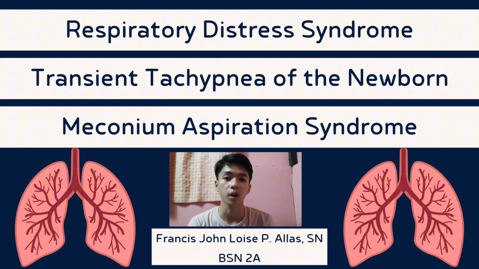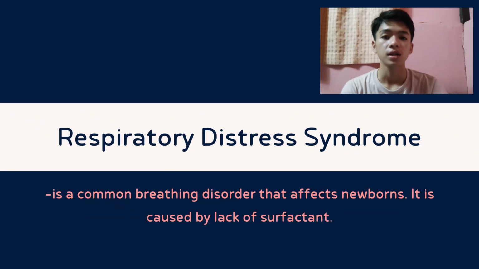Alias from BSN 2A, and in this video I am going to talk about the 3 common respiratory illnesses that a newborn may acquire. We have the respiratory distress syndrome, transient tachypnea of the newborn, and meconium aspiration syndrome. First is respiratory distress syndrome.